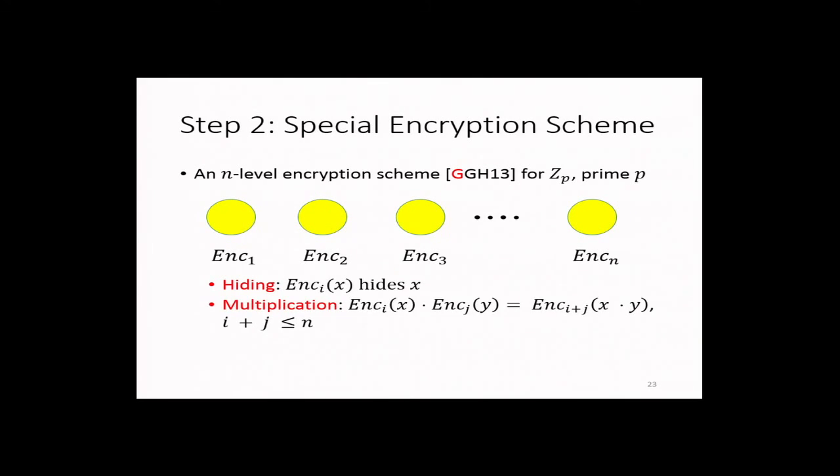The second property I'm going to require, which also implicitly defines what levels mean, is that if I take two encryptions, of x and y at levels i and j respectively, and multiply them, this should yield an encryption of the product of the plain texts at the level which is equal to the sum of the levels they were at. So if you take an encryption of x at level i and multiply it with an encryption of y at level j, you get an encryption of xy at level i plus j. And you can keep doing it as long as the levels are at most n. You cannot go above level n.